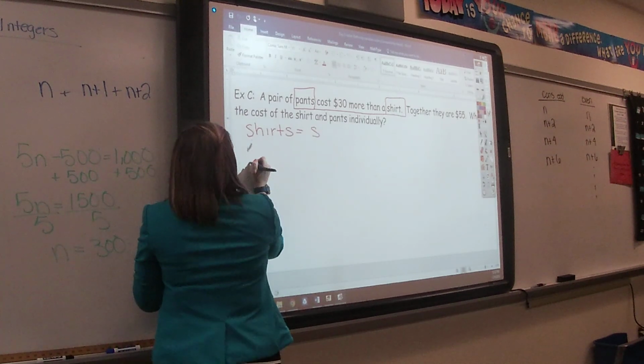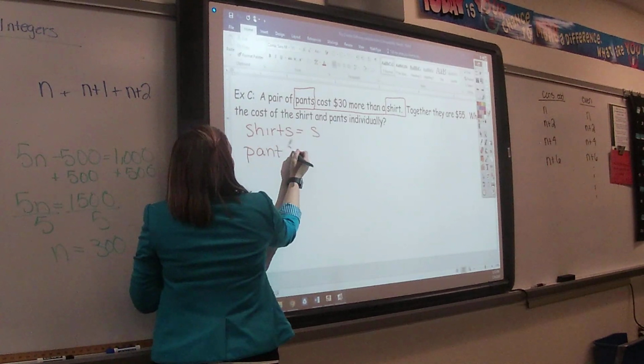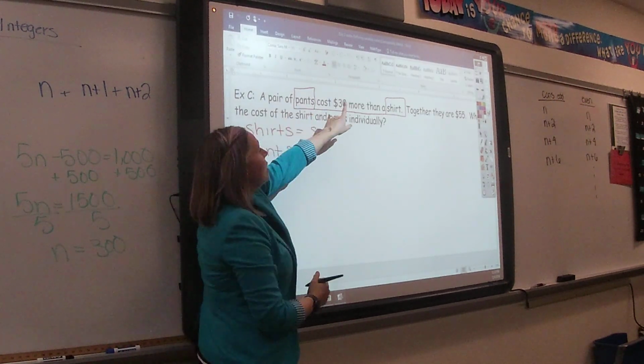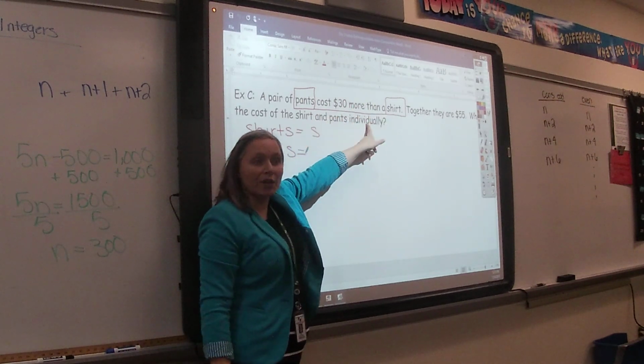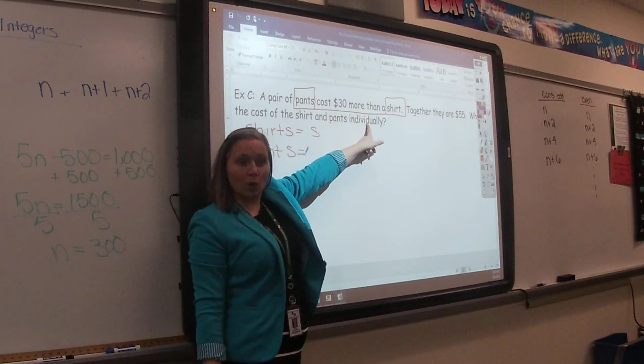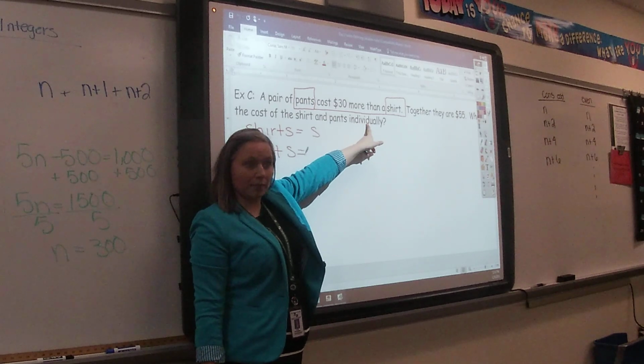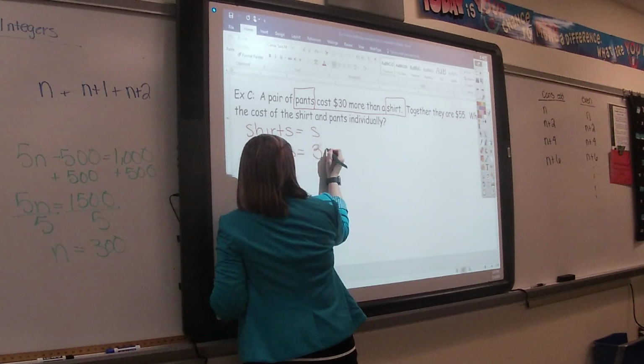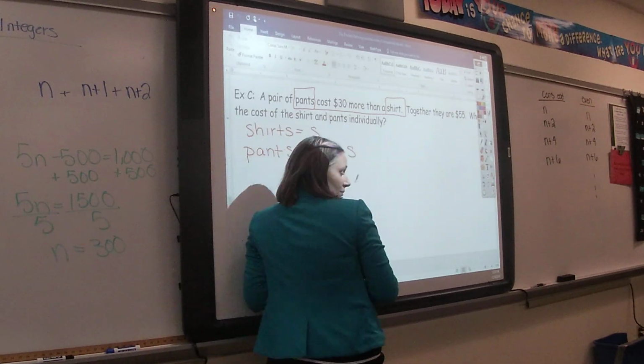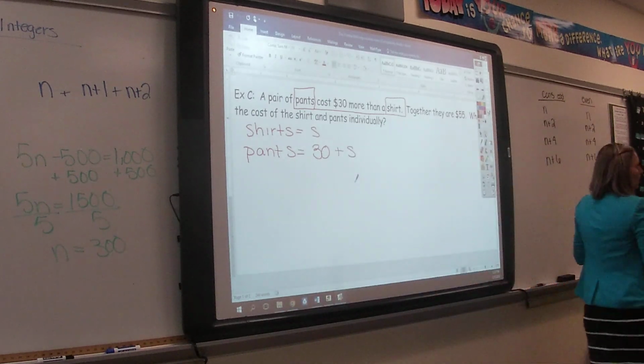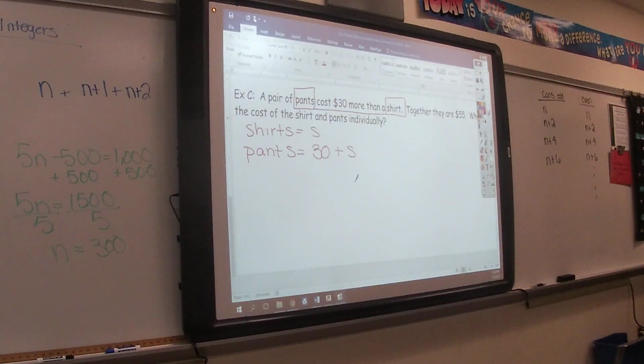Okay, what is the pants then going to be? Well, the pants are $30 more than. What does more than tell us to do? Add. So my students go, cool, no problem. I'll just add up 4 sides of a rectangle and I'll set it equal to 55.